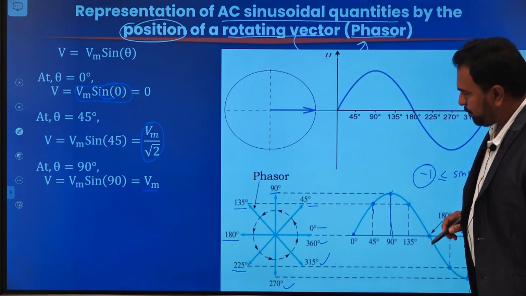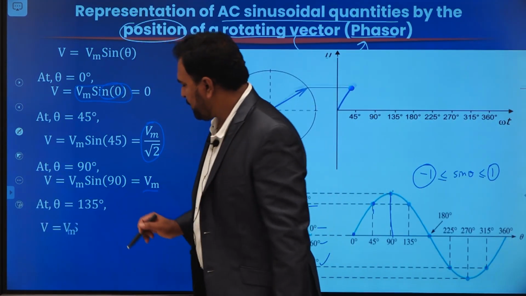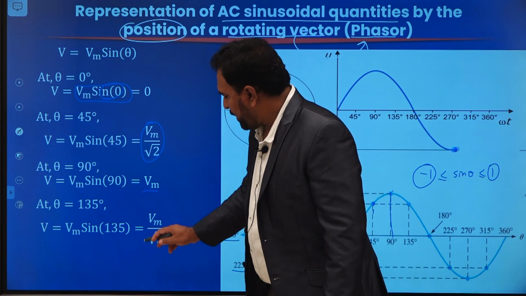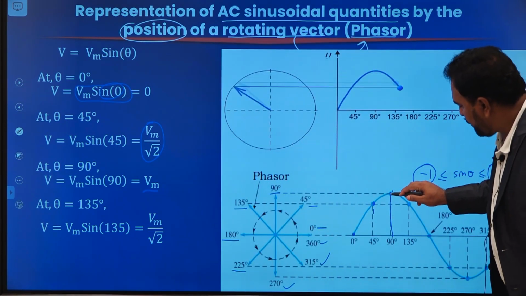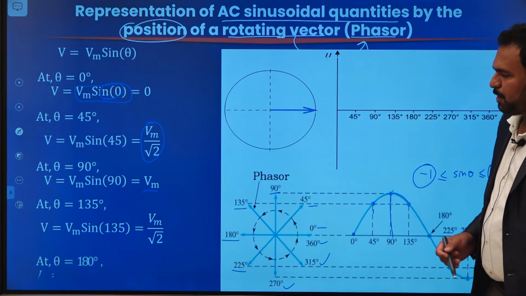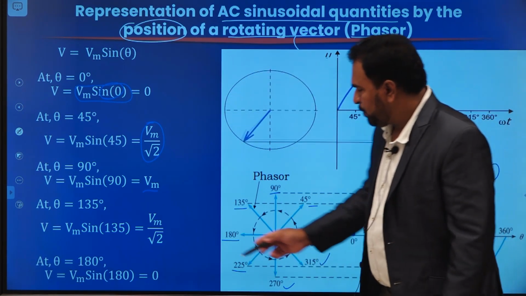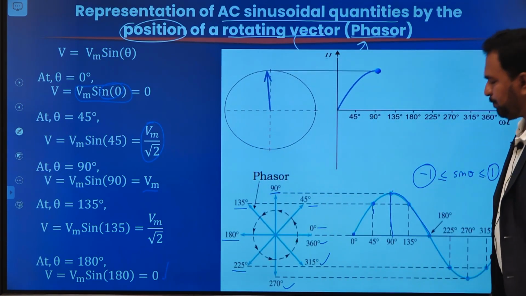And at 135 degrees, sin 135, again the magnitude becomes 1 by root 2. So that's why from the maximum value it reduces to Vm by root 2. And at 180, sin 180 is obviously 0. So the magnitude becomes 0. That's why it came to 0.